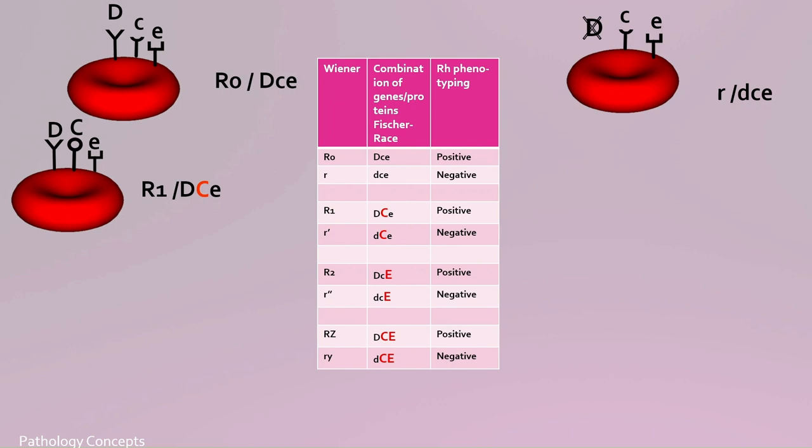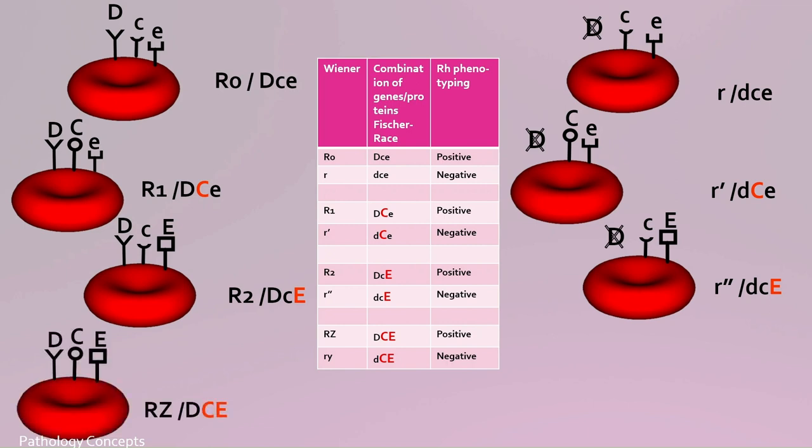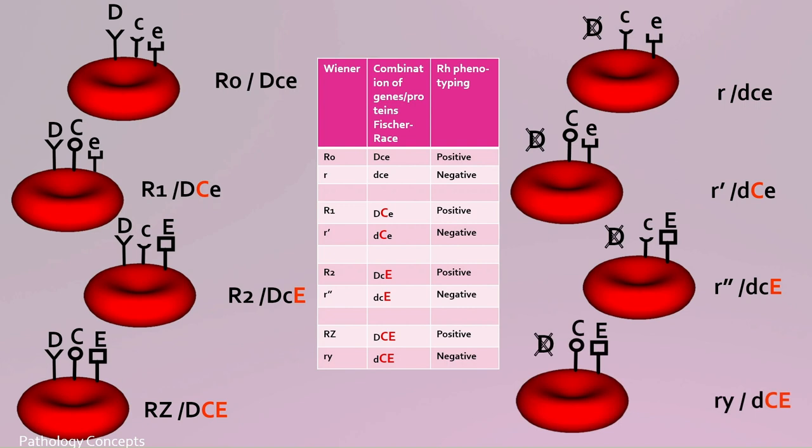R1, denoted by capital D, capital C, small e. r prime, denoted by small d, capital C, small e. R2, denoted by capital D, small c, capital E. r double prime, denoted by small d, small c and capital E. Rz, denoted by capital D, capital C and capital E. Ry, denoted by small d, capital C and capital E.